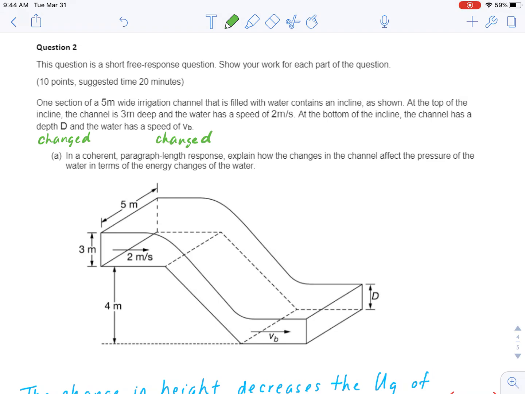In a coherent paragraph length response, explain how the changes in the channel affect the pressure of the water in terms of the energy changes of the water. Okay, so I'm just going to do a little quick review here. Bernoulli's principle tells us this.